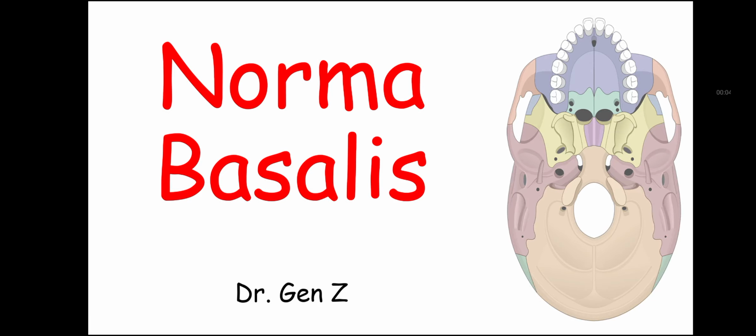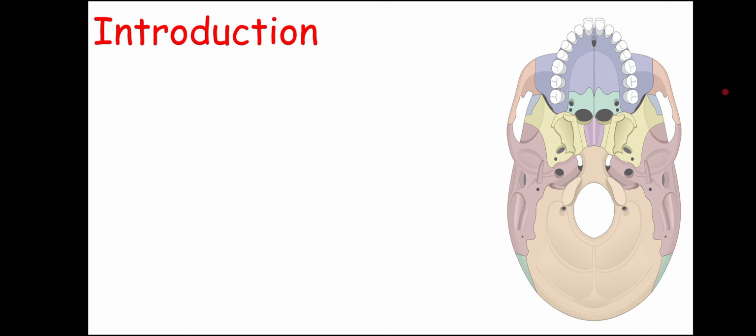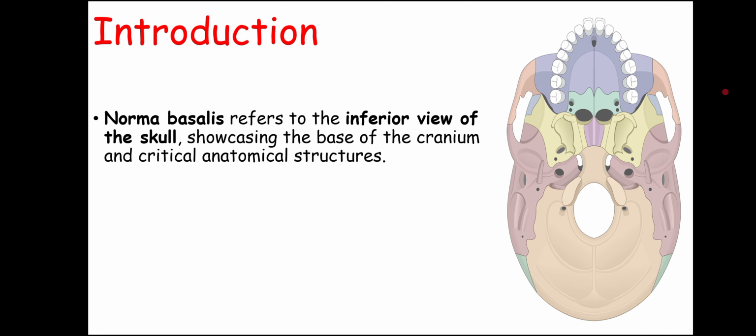Today we are going to talk about Norma Basalis. We'll start our topic with introduction. Norma Basalis refers to the inferior view of the skull, showcasing the base of the cranium and critical anatomical structures.